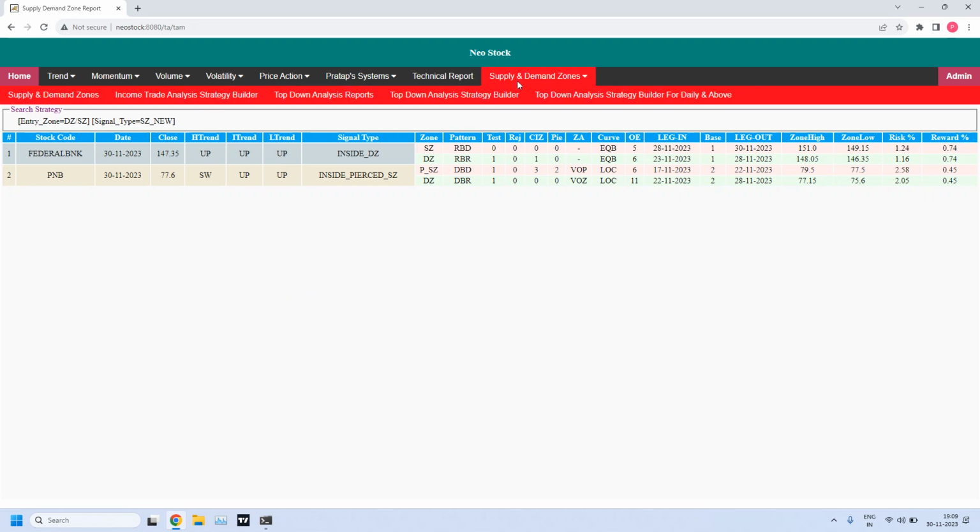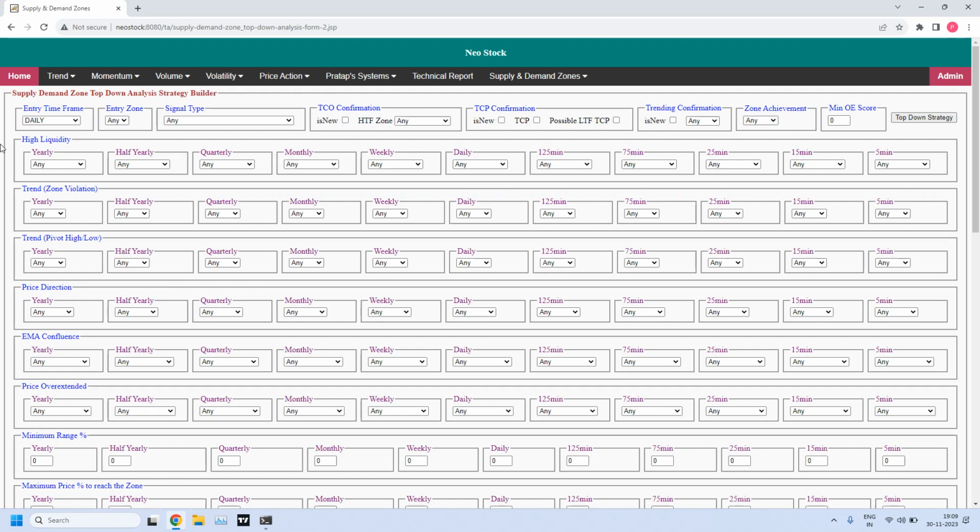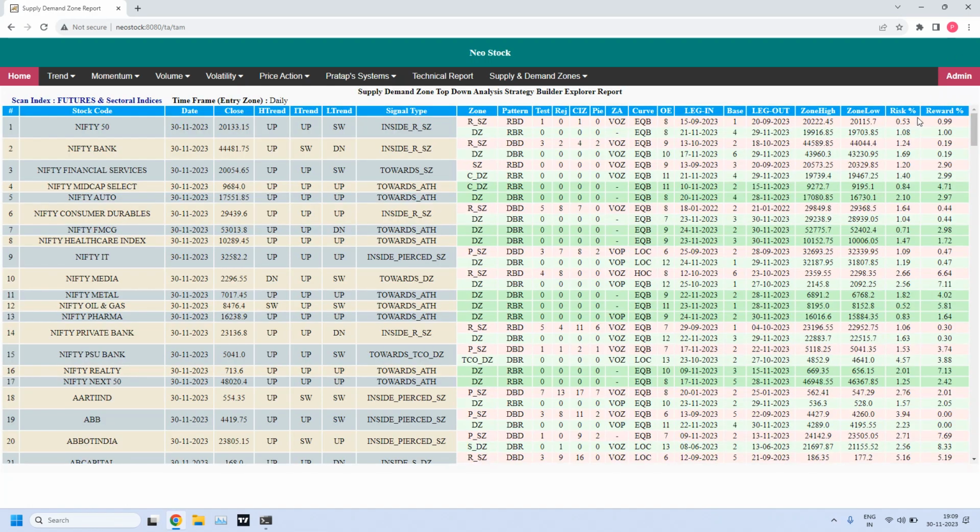Now let us generate demand and supply zones for all the stocks. Entry time frame is daily. Without any filters, I am generating the complete list for reference purpose. So this list is for your reference. I will keep on scrolling this list. Whichever stock you want to refer, there you pause the video and then you can study the parameters. The first 17 in this list are indices and the remaining are the equity stocks listed in the futures segment.